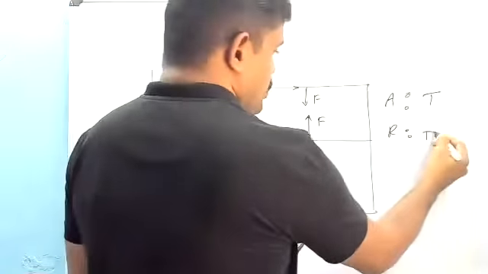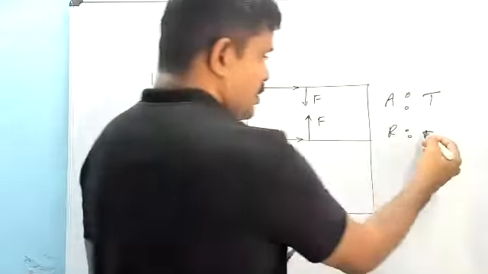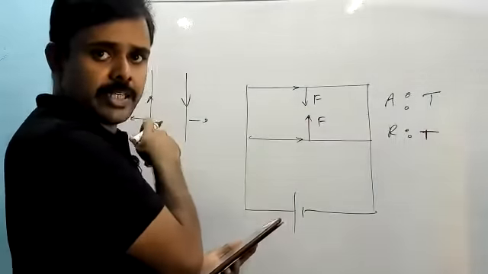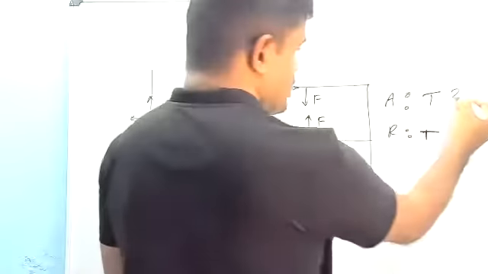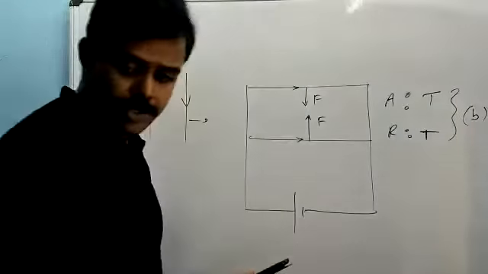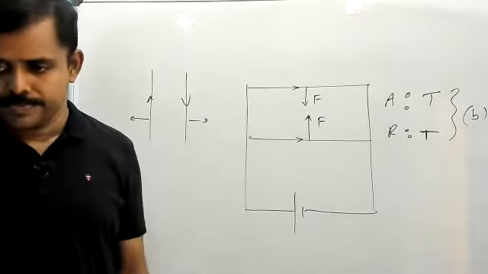That is also true. But does it explain the first statement? The first statement says about attraction. The second statement says about repulsion. So the second statement doesn't explain the first statement. The answer is option B. Is that clear?